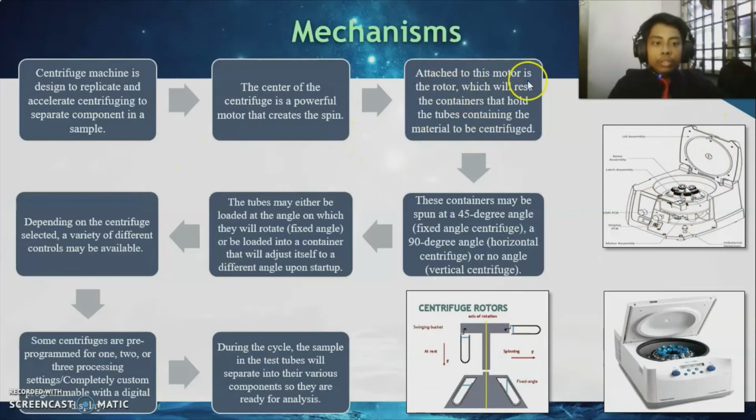The rotor is attached to this motor, which holds the containers that hold the tubes containing the material to be centrifuged. Basically, this container will be spun at a 45-degree angle, a 90-degree angle, or no angle, as you can see in this picture. The tubes may be loaded at a fixed angle at which they will rotate. Next, depending on the centrifuge selected, a variety of different controls may be available. During the cycle, the sample in the test tubes will separate into its various components so they are ready for analysis.